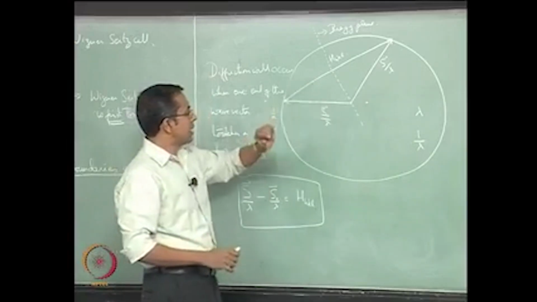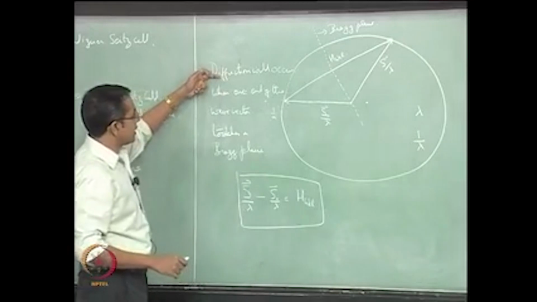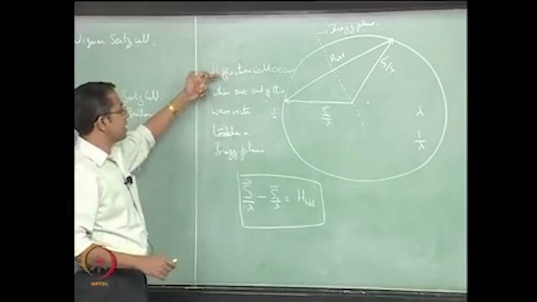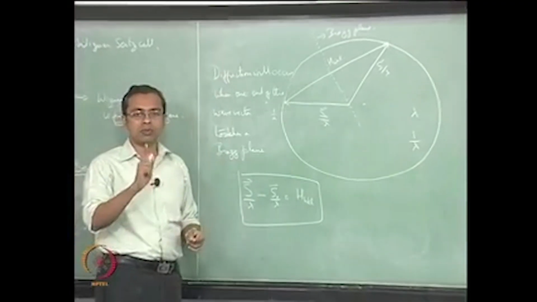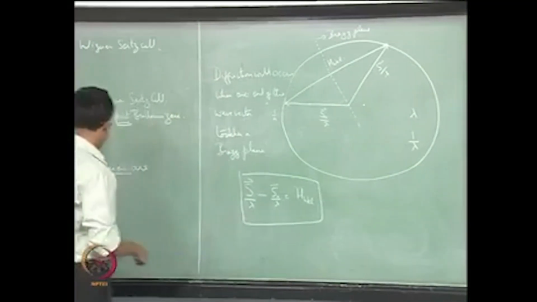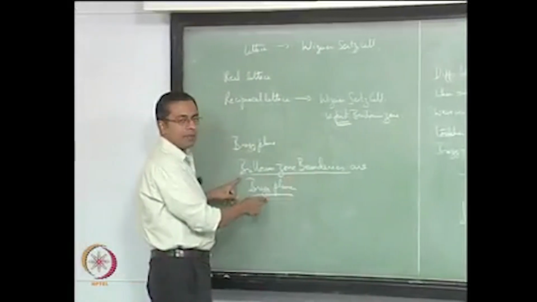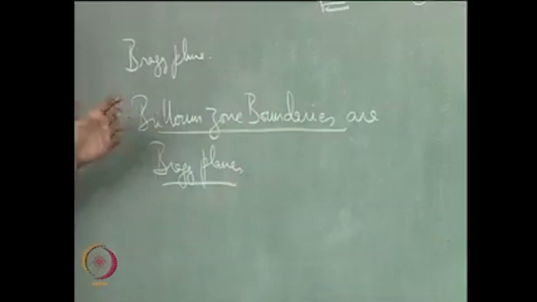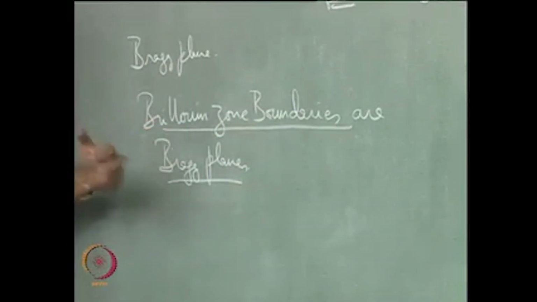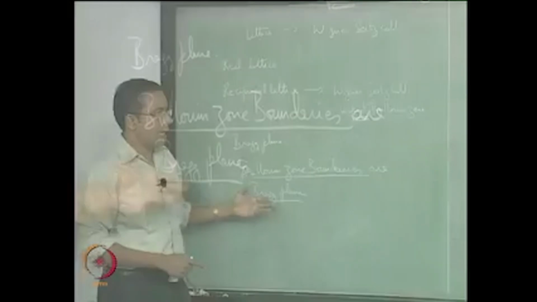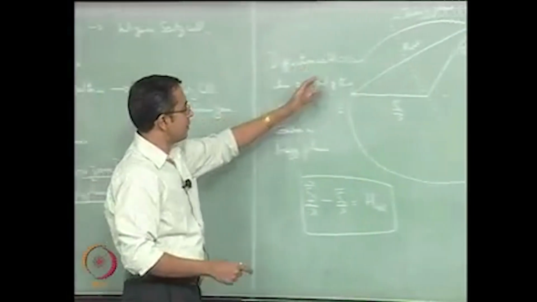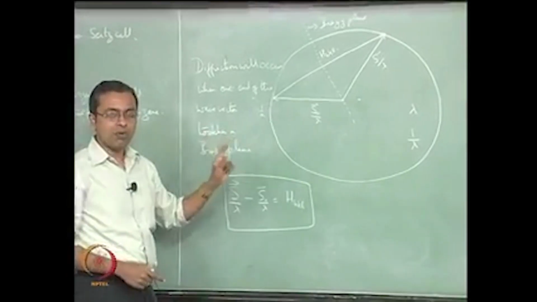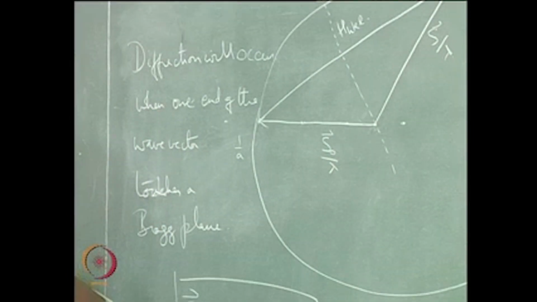So we find that diffraction occurs when one end of the wave vector touches a Bragg plane. Because we defined Brillouin zone boundaries as Bragg planes, this definition is independent, and there is no controversy on this. We independently know this is the definition, and independently we find that whenever the wave vector touches the Bragg plane, diffraction occurs. Therefore, whenever the wave vector touches the Brillouin zone, diffraction occurs.